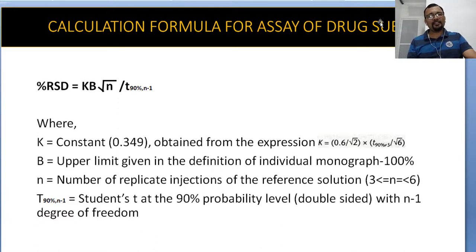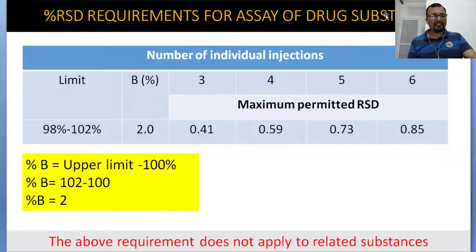So let us understand with the help of an example how you can evaluate the percent RSD limit with respect to the number of replicate injections. Now this particular segment of the general chapter is only applicable for calculation of percent RSD for the assay of drug substance. It is not applicable for the related substances method analysis. It is only applicable for the assay of the drug substance and not even to the assay of drug product.